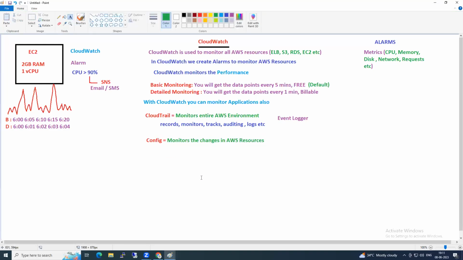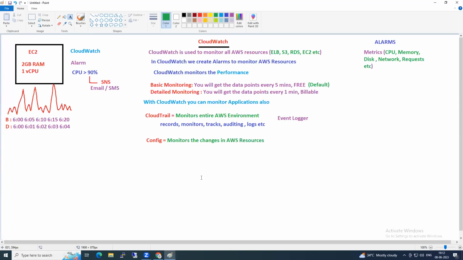Okay. So here you've learned three things. What are those? CloudWatch, CloudTrail, Config. CloudWatch is what? It is to monitor the AWS resources. CloudTrail is used for what? To track, it records the entire AWS environment. And then Config is used for what? It monitors the changes.